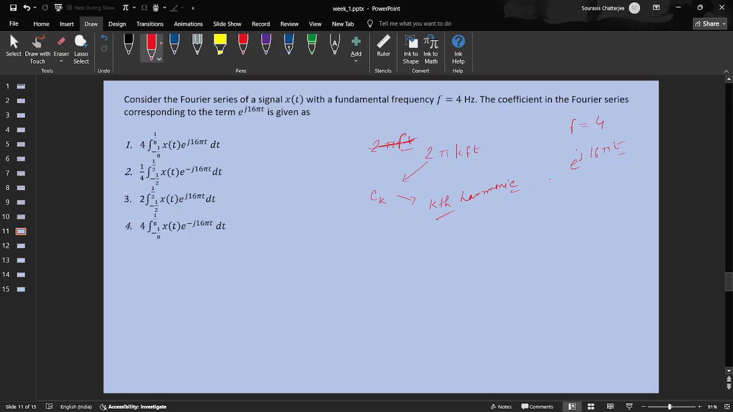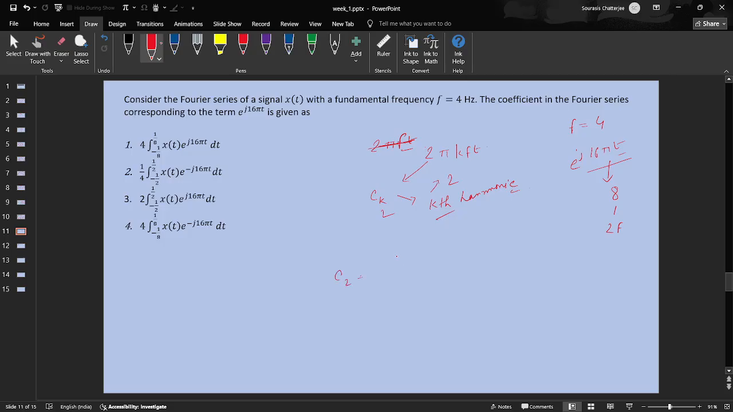My frequency is 4, and I'm looking for the coefficient corresponding to the sinusoid with this frequency. What is the frequency content here, by the way, in e to the power j 16 pi t? If I break it into 2 pi f t, yeah, correct, it's 8. So that means it is 2f. So we are looking for c_2 here, the second harmonic.